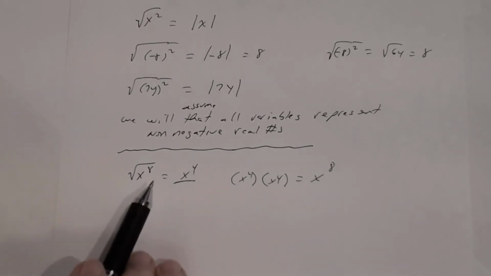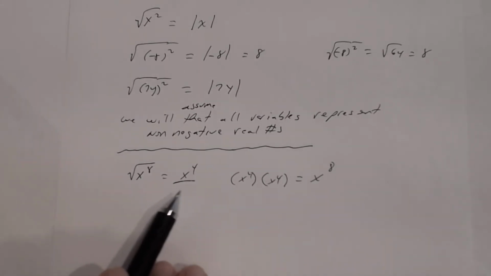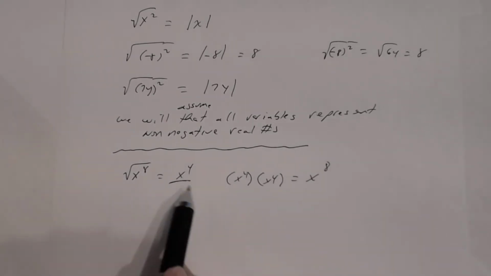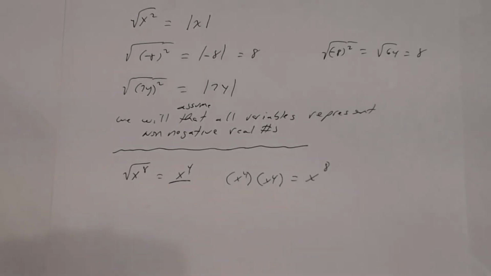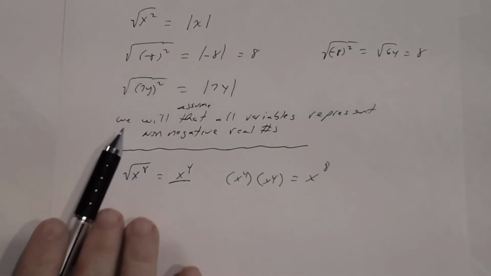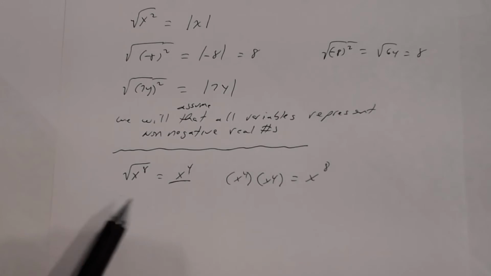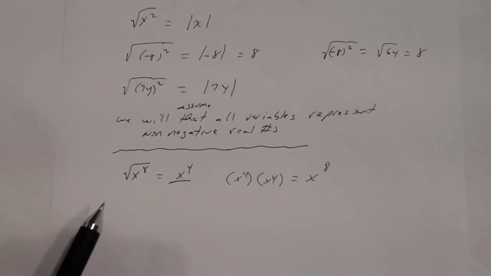Now, in a future course, you're going to realize that absolute value bars are not necessary anyway because any number raised to an even power will never be negative. Okay? So that's why in a future course, you're going to see that sometimes I need absolute value bars, sometimes I don't. And from this point forward, we're not going to worry about absolute value bars at all. We're just going to assume that all variables represent non-negative real numbers.